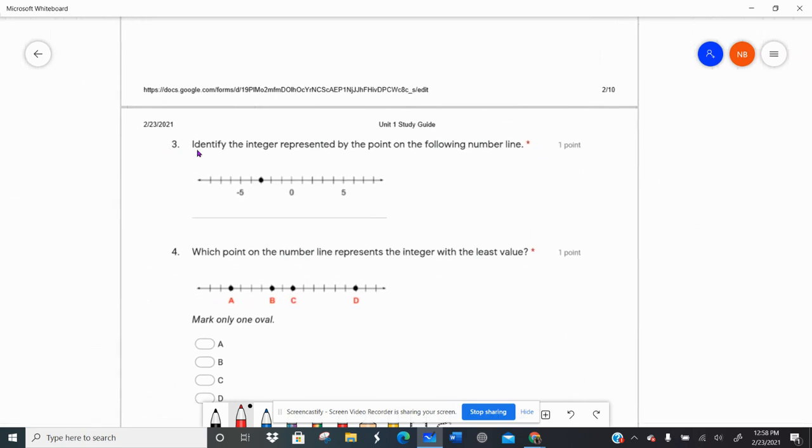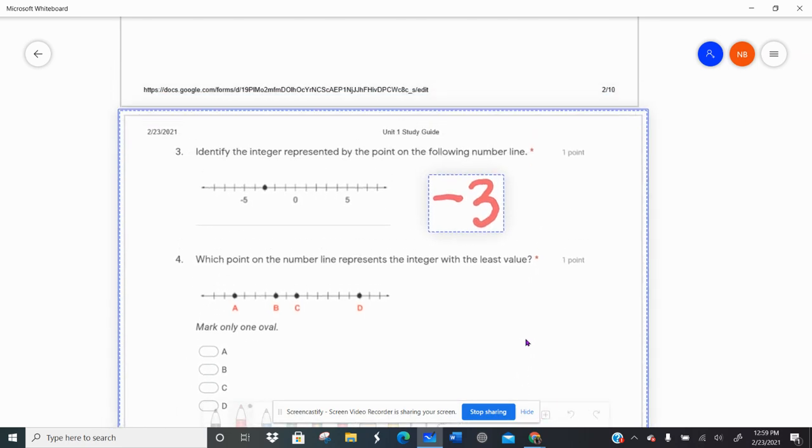All right, let's look at the next one. It says identify the integer represented by the point on the following number line. So here I have 0, positive 5 to the right, negative 5 to the left. Well, I have that dot kind of in between that 0 and negative 5. So let's jump to the dot to see what we get. I have negative 1, negative 2, negative 3. That dot is at negative 3.